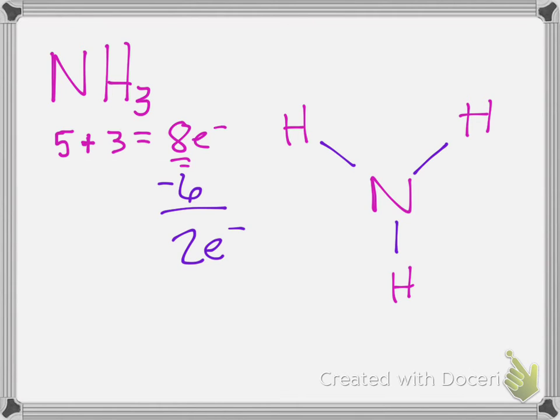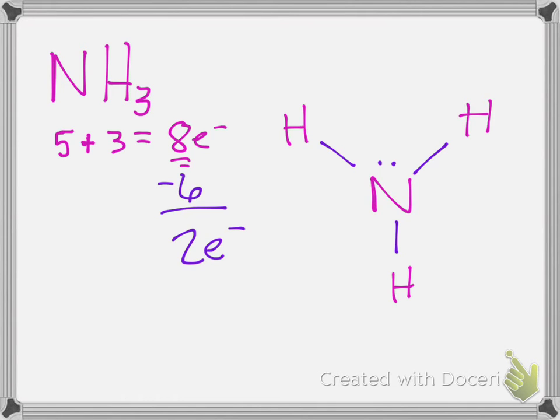But here's some things that you can't do. We don't put them in the same zone as a bond. And we don't separate them. Okay, so we put them as a pair somewhere between those bonds. Okay, so now I go check. I've used 2, 4, 6, 8 electrons, which is exactly what I wanted.